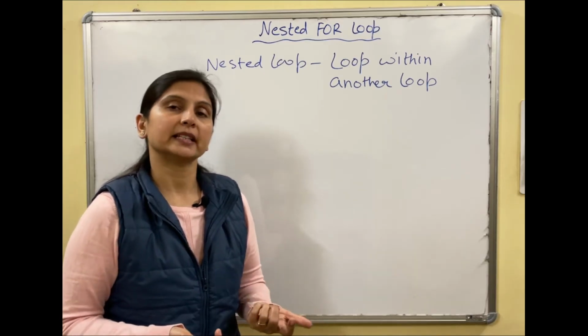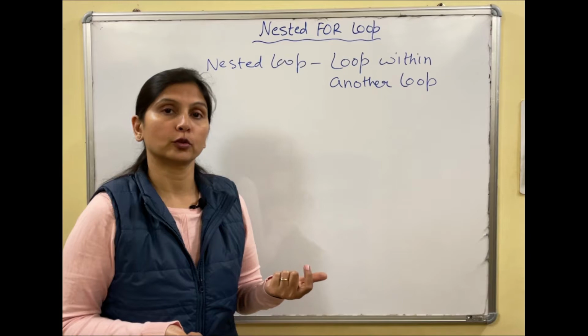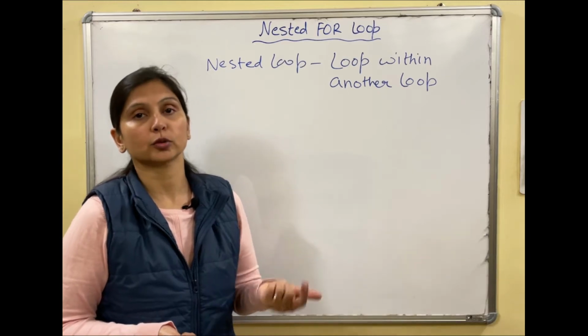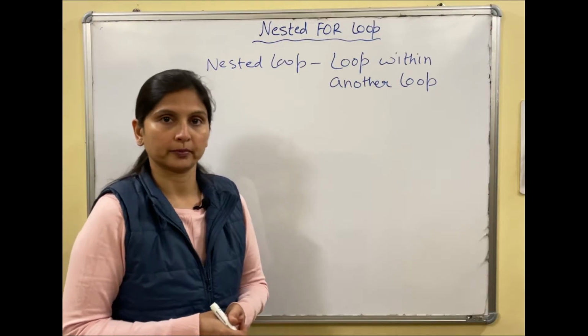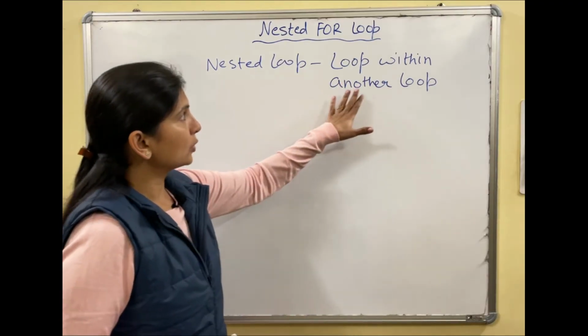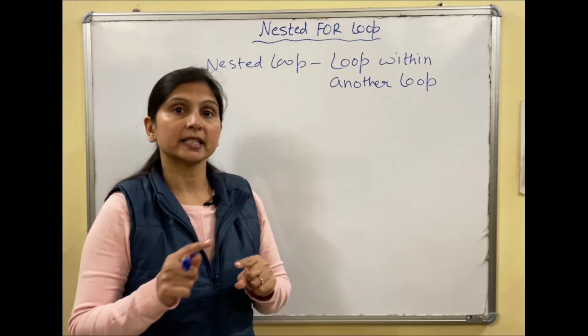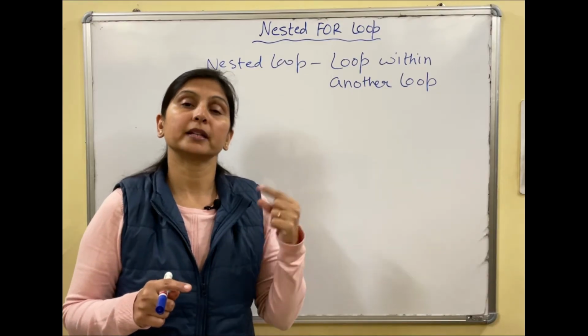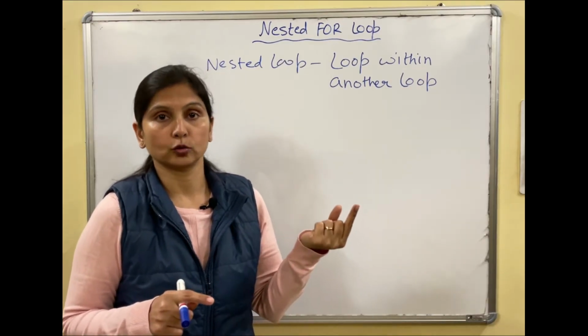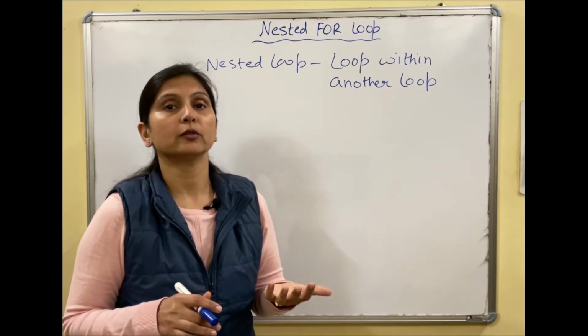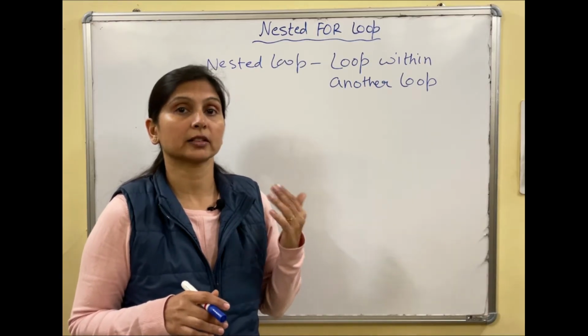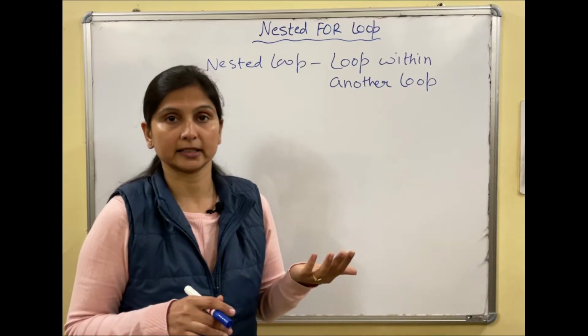And the loop can be any. It is not necessary that it is only a for loop. It can be any loop like a while loop or do while loop. But in this video we will talk about only the for loop. Fine. When I say loop within another loop, again it doesn't mean that only one loop can be within another loop. There can be many loops. And if you believe the internet, you can use 500 loops as a nested loop.